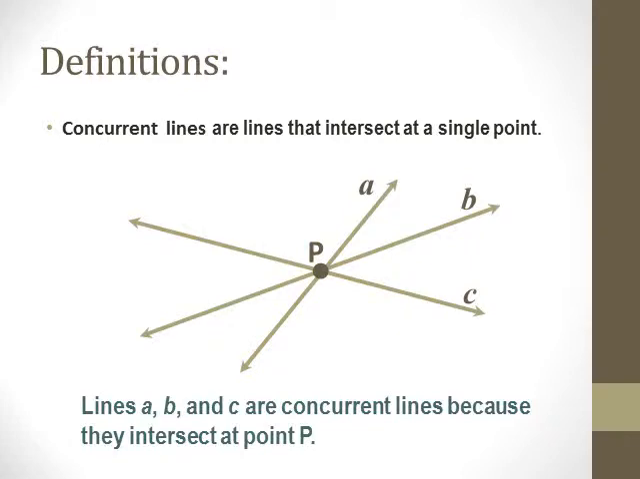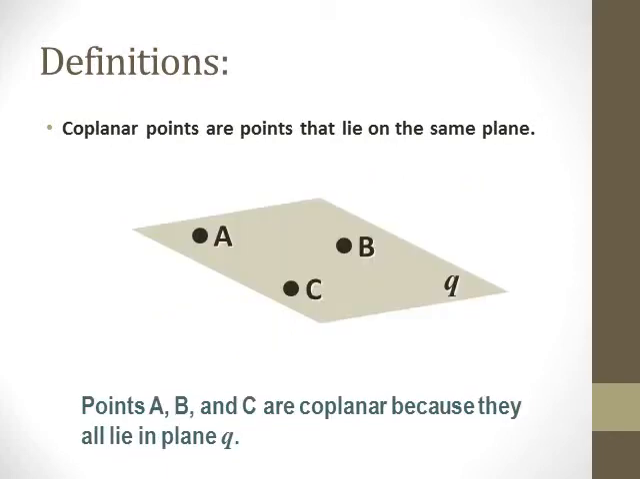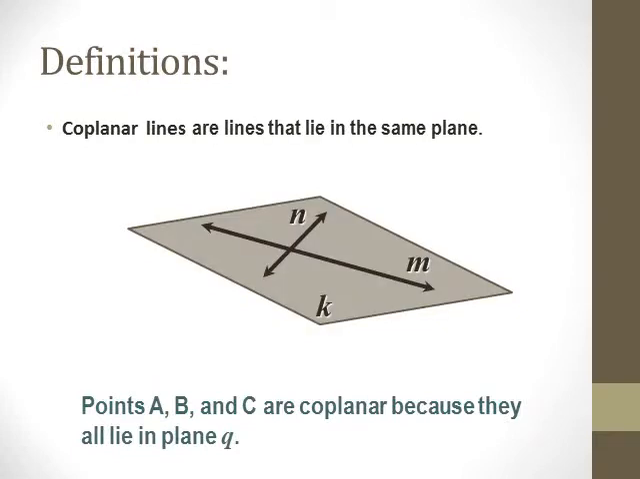And then we have concurrent lines. They are lines that intersect at a single point. So lines A, B, and C are concurrent lines because they intersect at point P. Coplanar points are points that lie on the same plane. They are on plane Q in this slide. Coplanar lines are lines that lie in the same plane. So even though these aren't parallel, they intersect, they are still on the same plane.